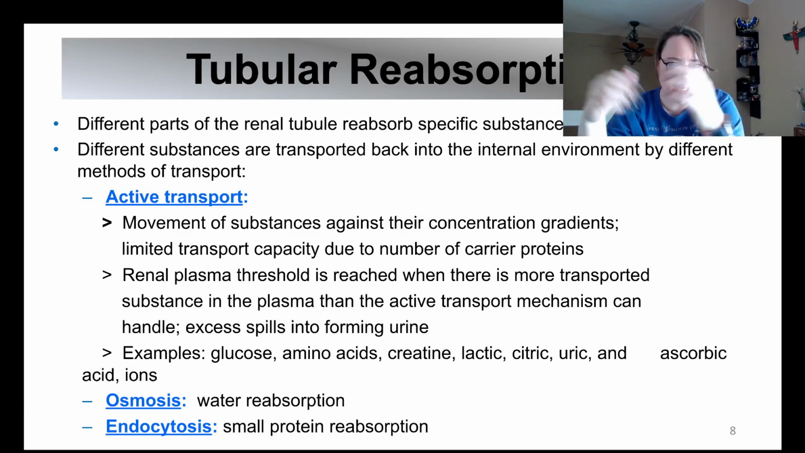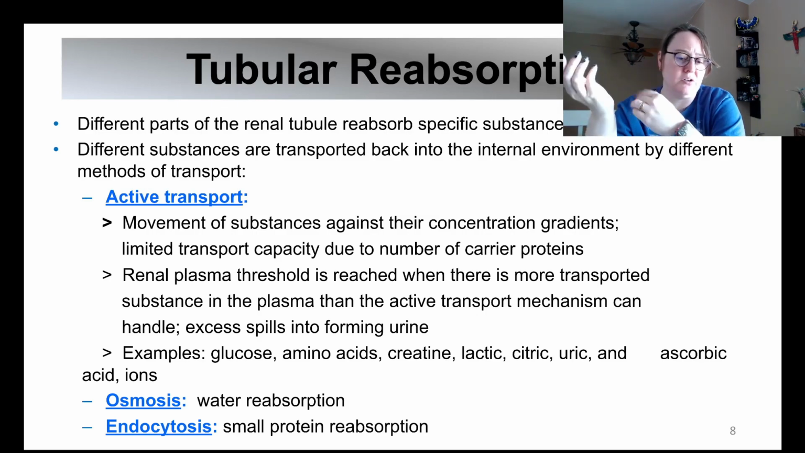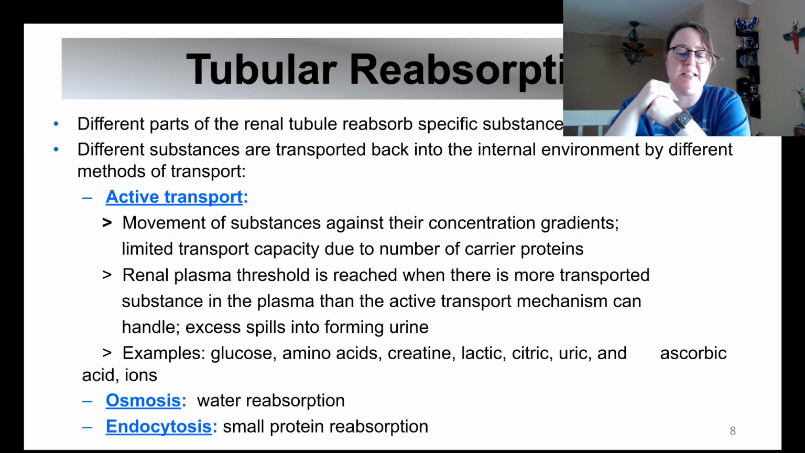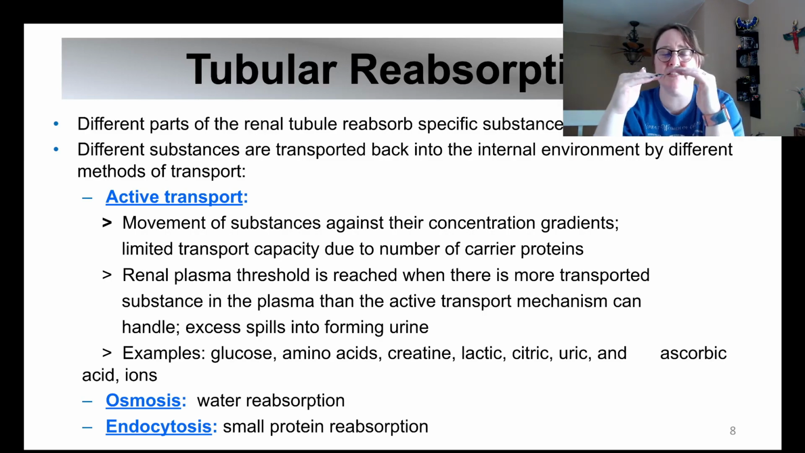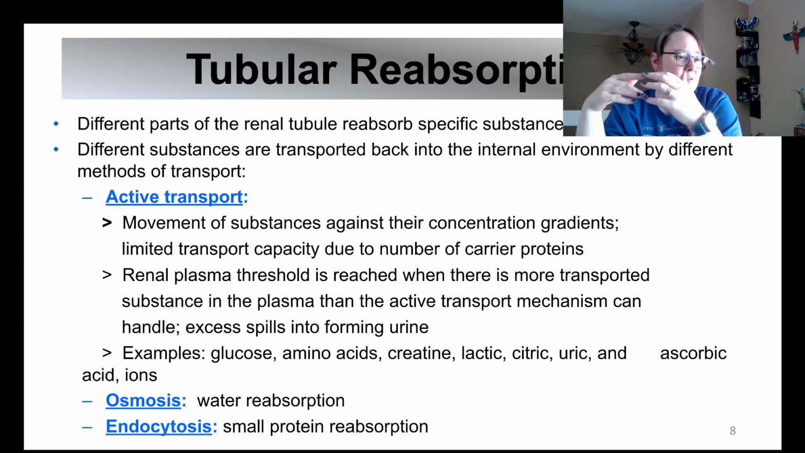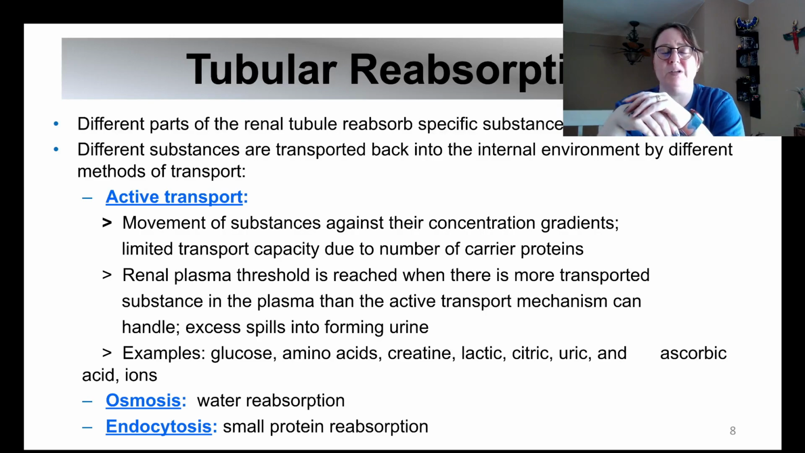So there you go. Examples of this are glucose, amino acids, creatine, lactic, citric, uric, and ascorbic acids and ions. There's a lot of things where, because there's a threshold, and now there's just too much on both sides, it's like we're not going to take any, so go ahead and flush that down the system. So that's how a lot of overdoses and certain things can be taken care of, thankfully, quite naturally.